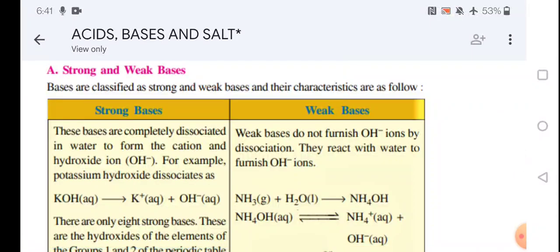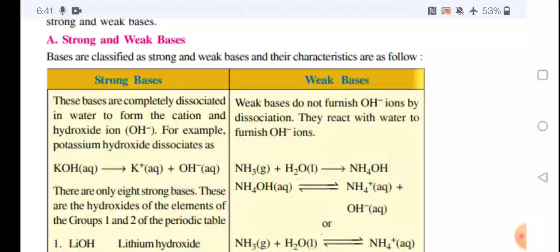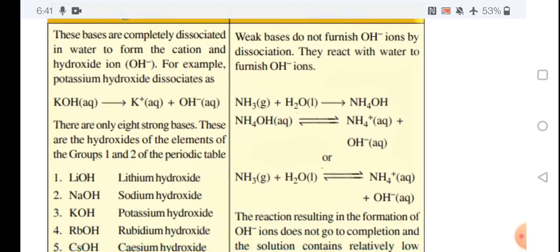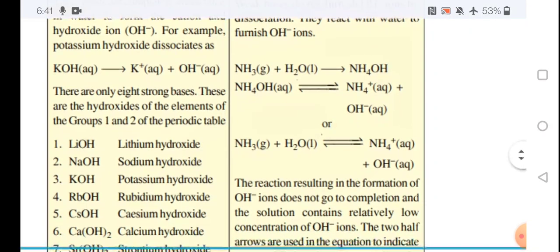Next, weak bases. Weak bases do not furnish hydroxide ions by dissociation. They react with water to furnish hydroxide ions. Weak bases do not give hydroxide ions directly, but they react with water and give hydroxide ions. For example, NH4OH gives NH4 plus and OH minus, that is hydroxyl ions. It gives a cation and an anion. It is a reversible process.